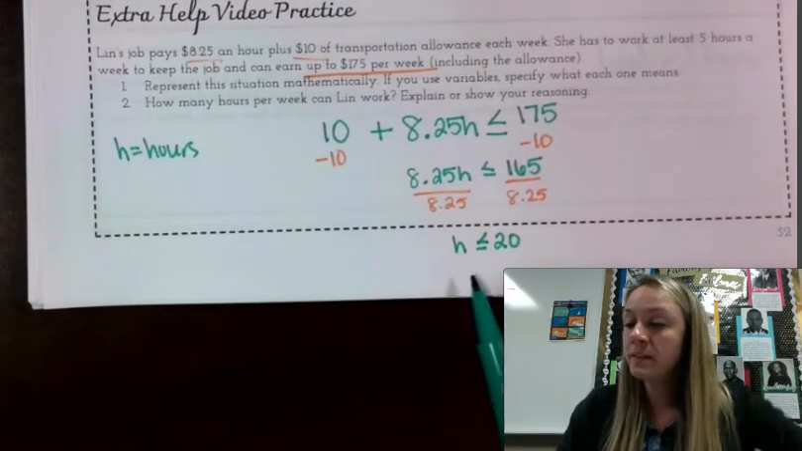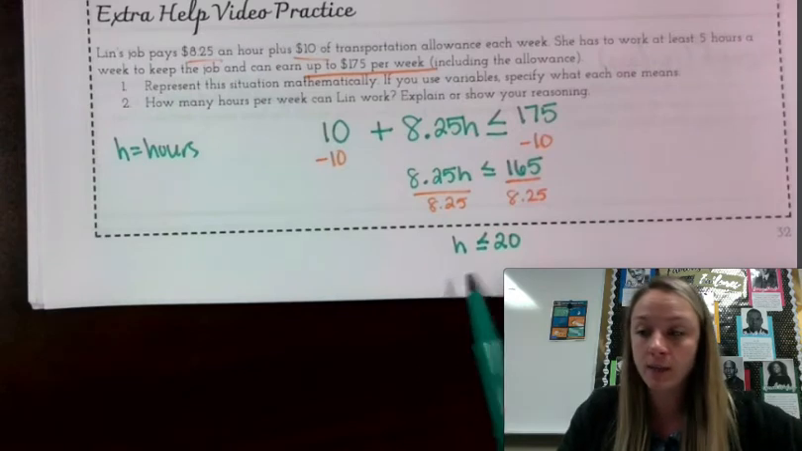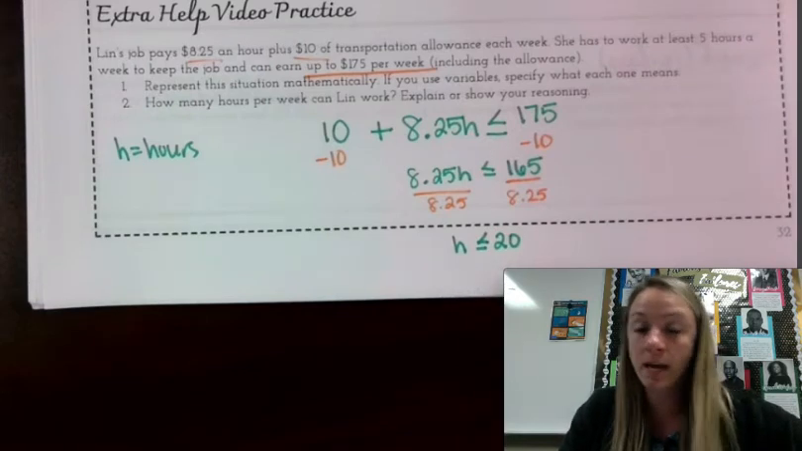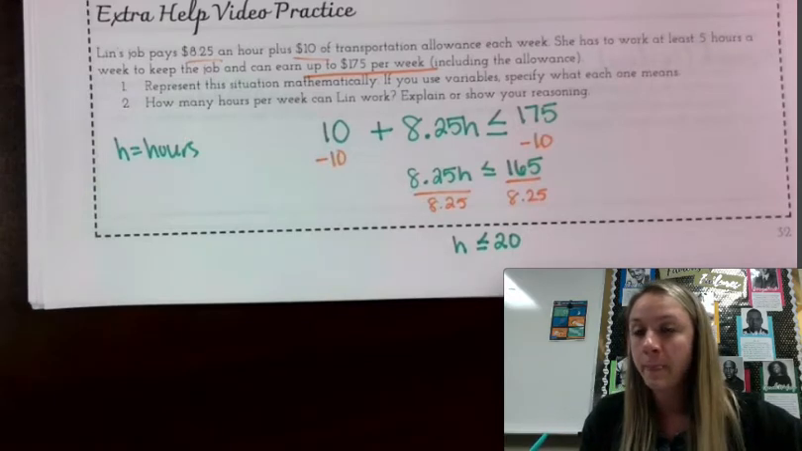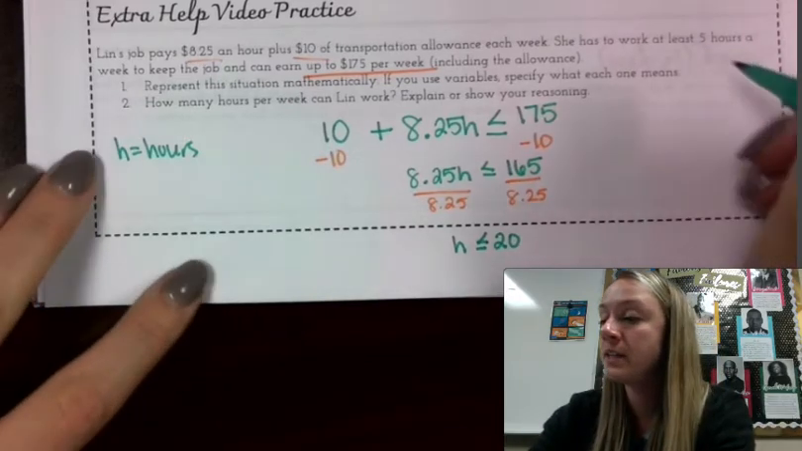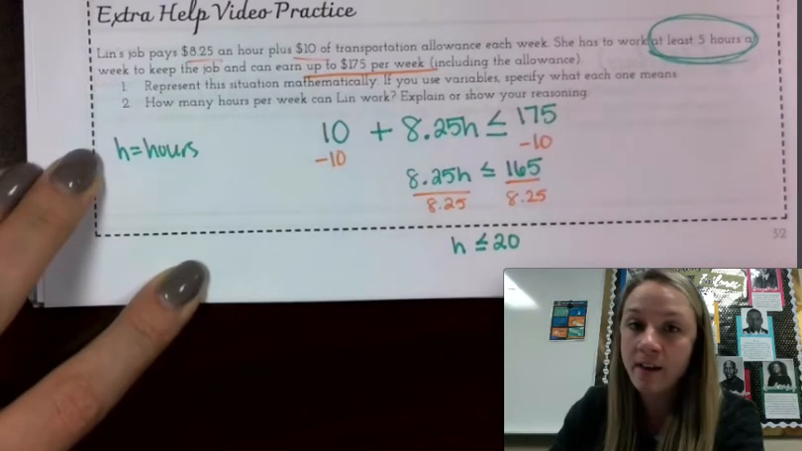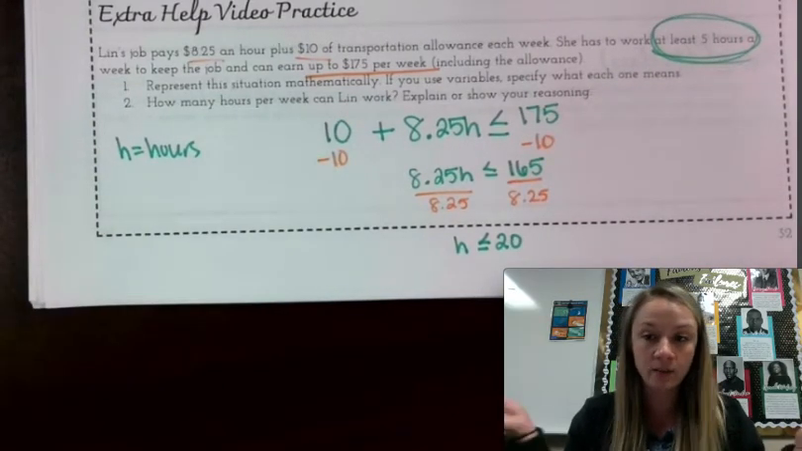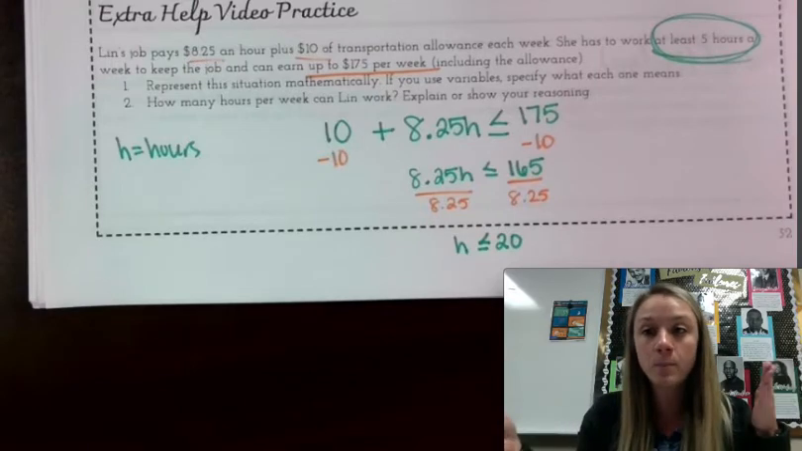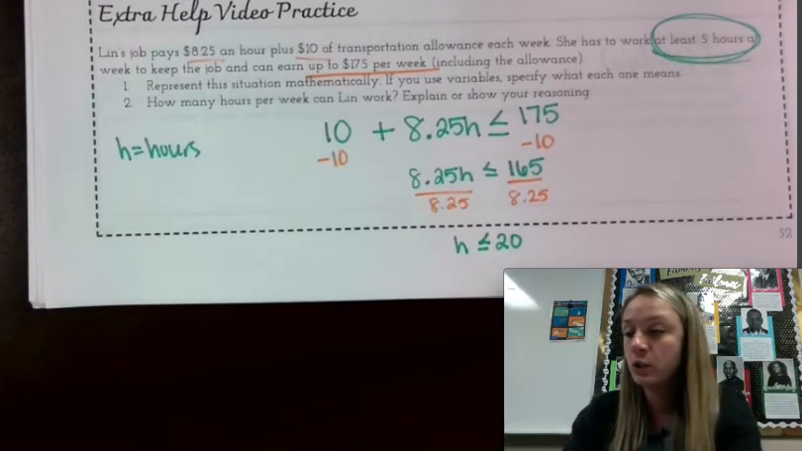And so what this means is the number of hours that she can work can be less than or equal to 20. She cannot work more than 20, so she can work 20 or less. But then this is where we have to keep in mind this at least 5 hours. So she can't work less than 5, but she has to work 20 or less. So it has to be somewhere in between 5 and 20.